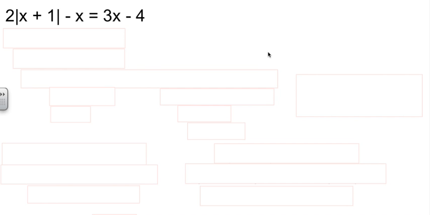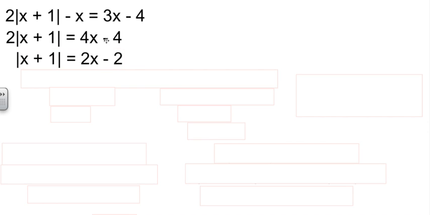Our first thing we need to do is get the absolute value isolated. So we need to move this x over out of our way. We'll add x to both sides. And that gets us to 4x minus 4. Now we need to get rid of the 2. So we'll divide by 2. Dividing by 2 over here gives us 2x minus 2.